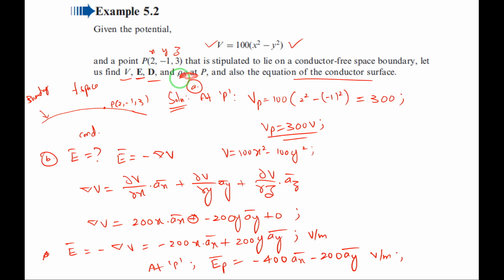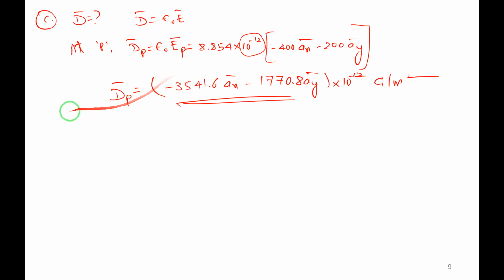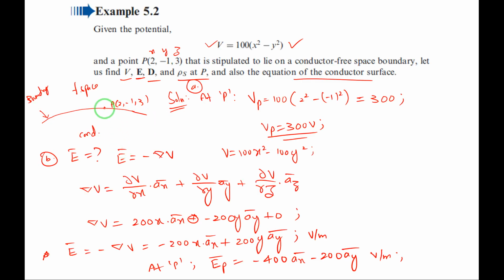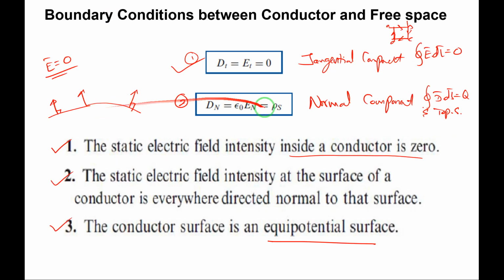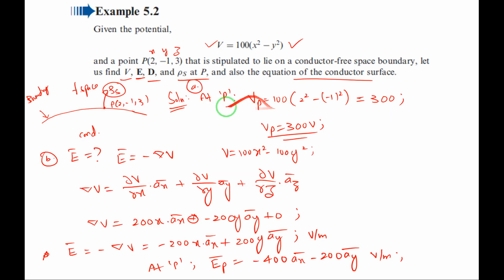This is over. Next, find out rho s at point P. This is the last one. Yes, it is asked to find out the surface charge density here at point P. Rho s we want to find out. Right? So observe we can use one of the boundary conditions what we got here. So Dn equal to rho s, right? So Dn equal to rho s.